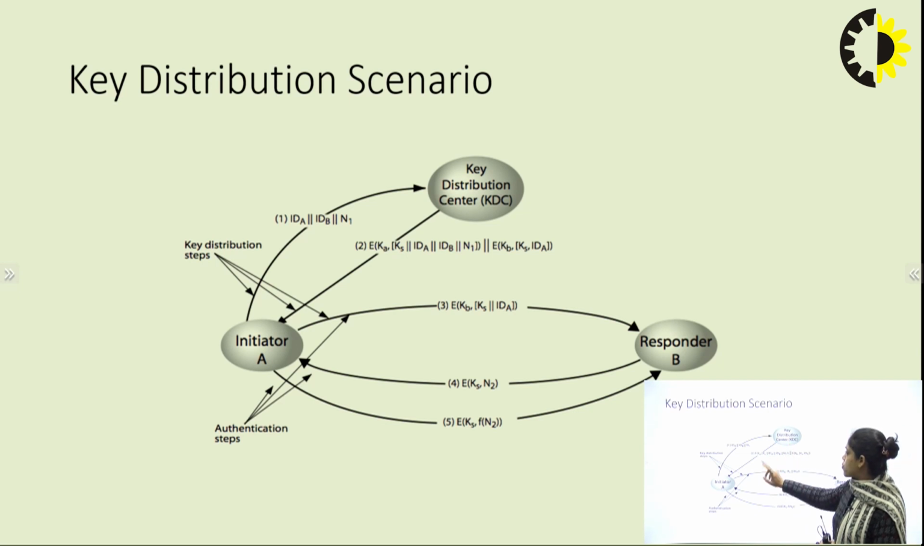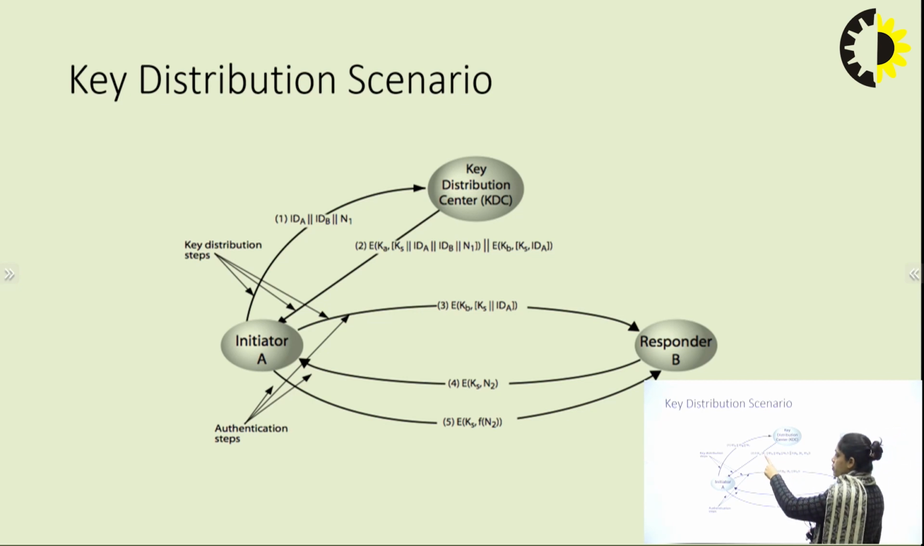Now in response to it, the KDC sends a message which is encrypted with the help of KA. This KA is the actual master key which will be used between these two entities, the initiator A and the key distribution center. So KA is a master key which is going to be used between these two.